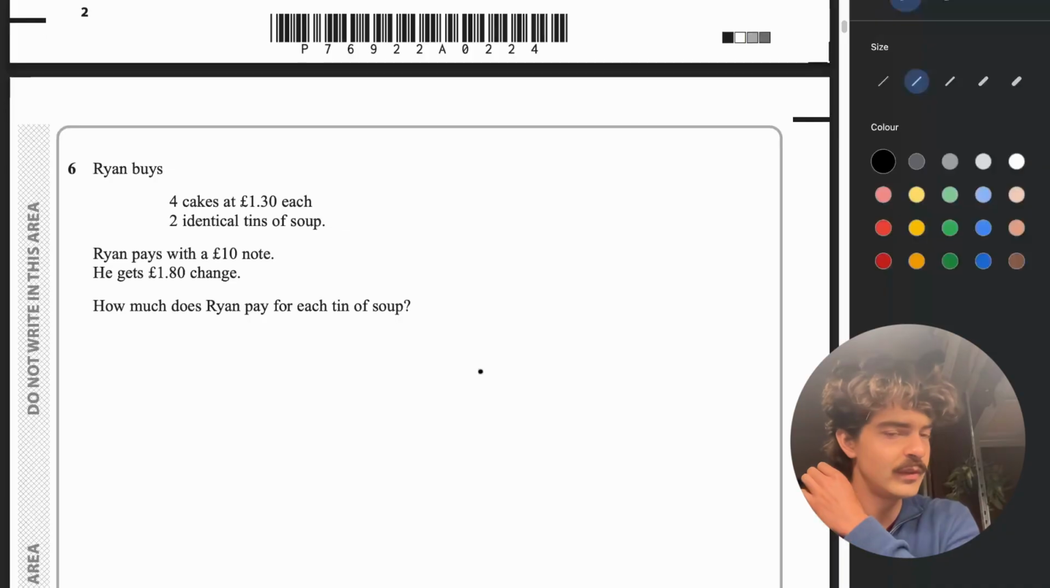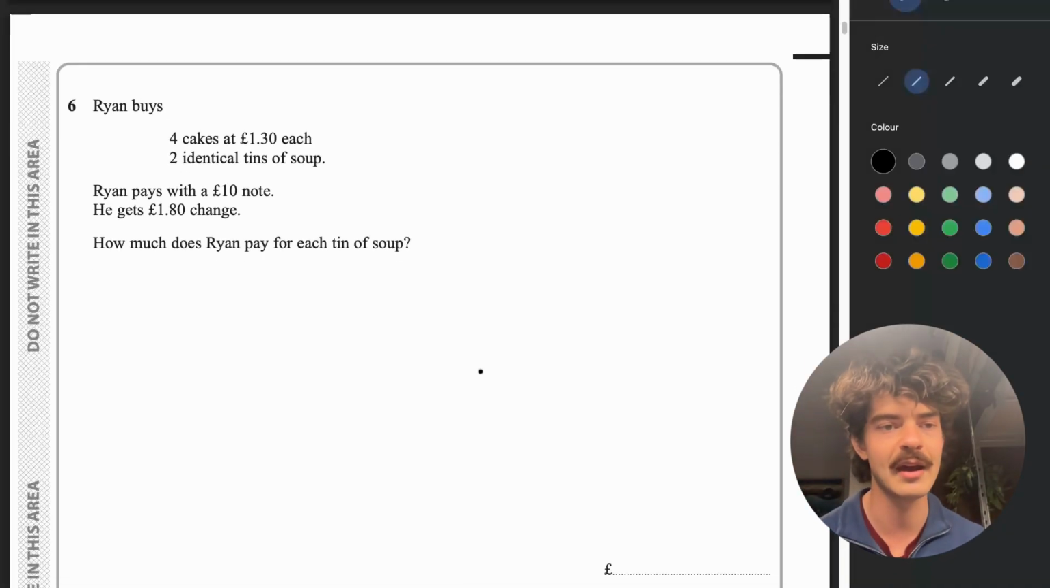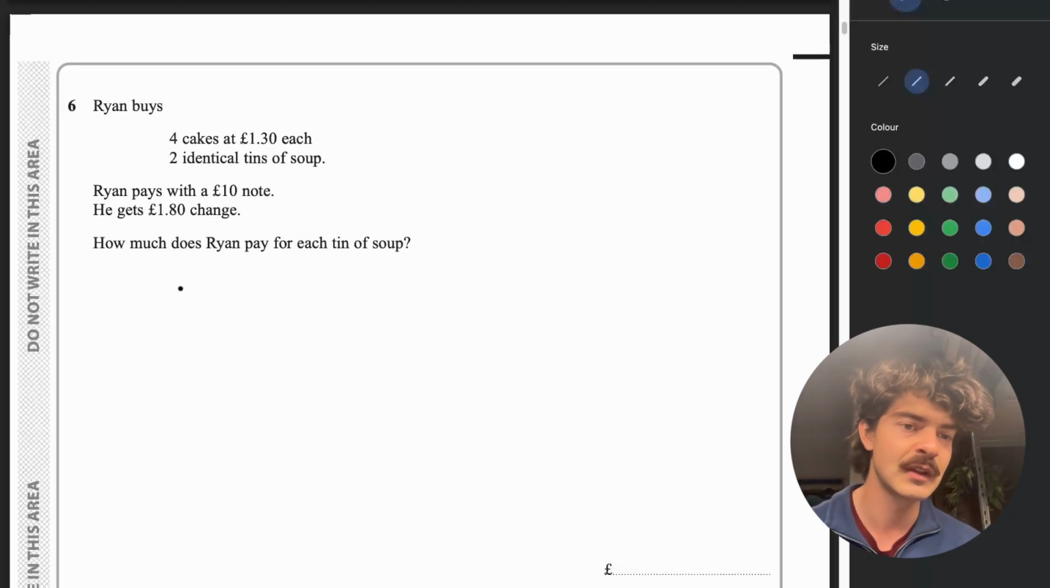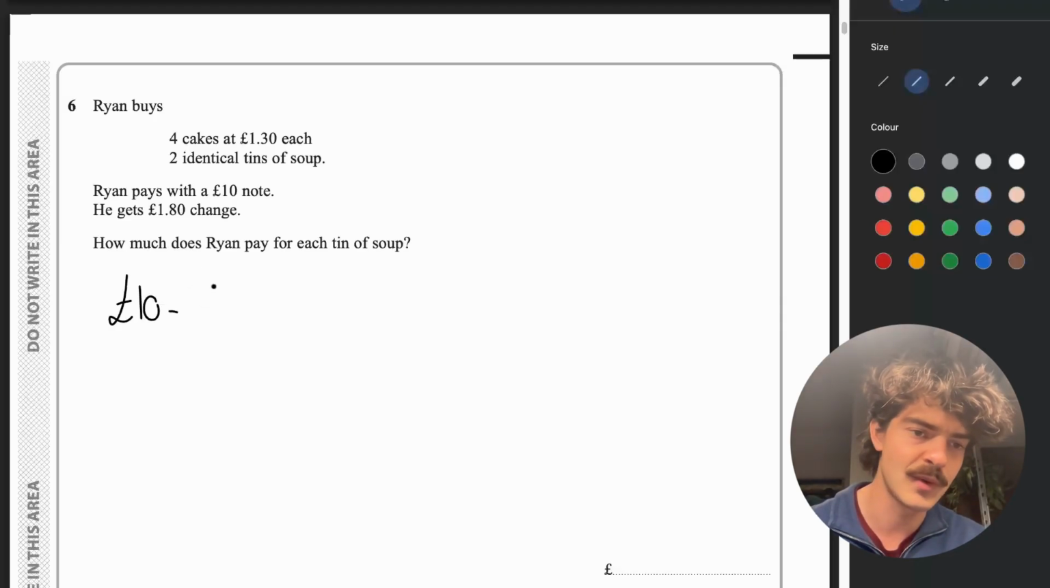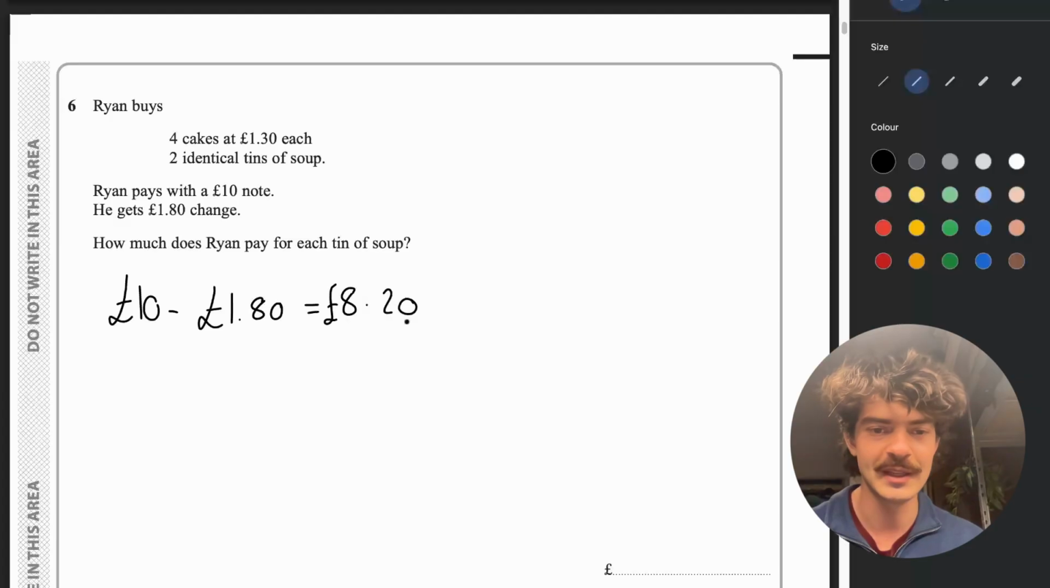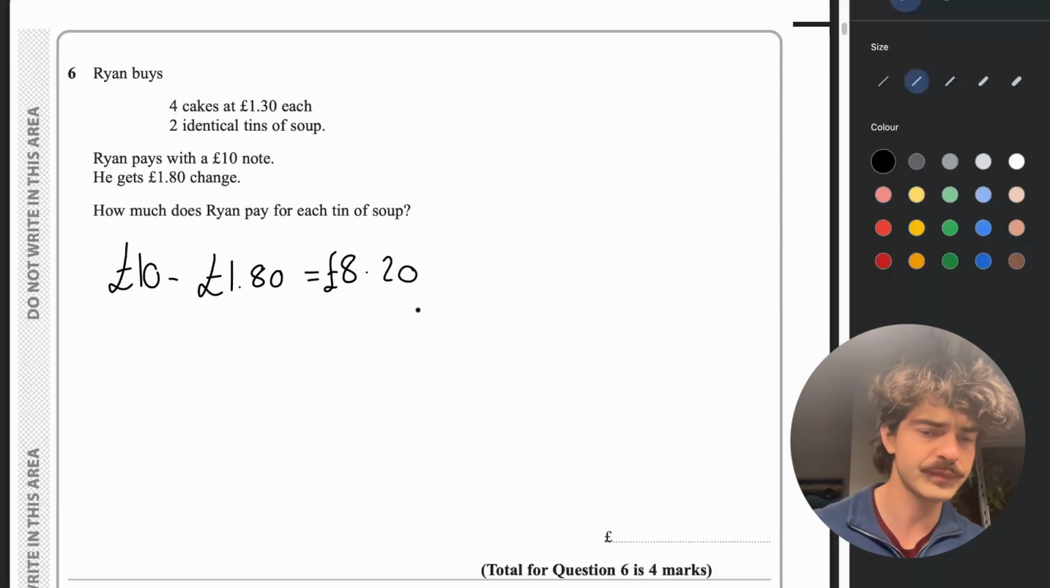Cool. Okay, moving forwards, we now have: Ryan buys 4 cakes at £1.30 each, 2 identical tins of soup. He pays with a £10 note and gets £1.80 change. Fantastic. So let's start by working out how much he actually spent. We'll start with our £10 and we're going to have to take off £1.80. This leaves us with £8.20. So reducing the pounds by 1 and then the 80p to give us 20p.